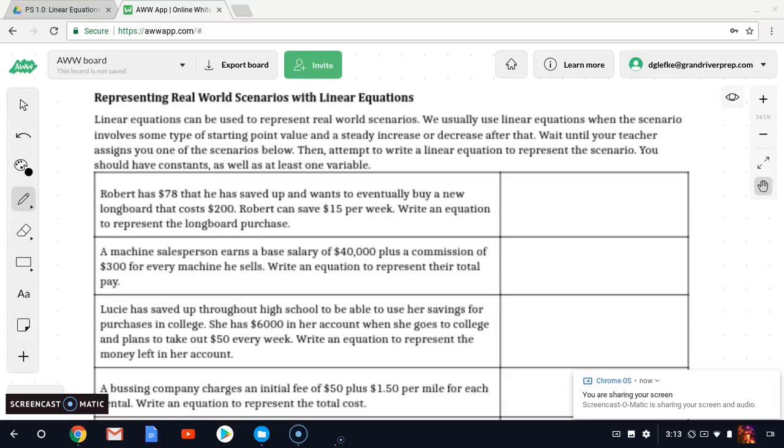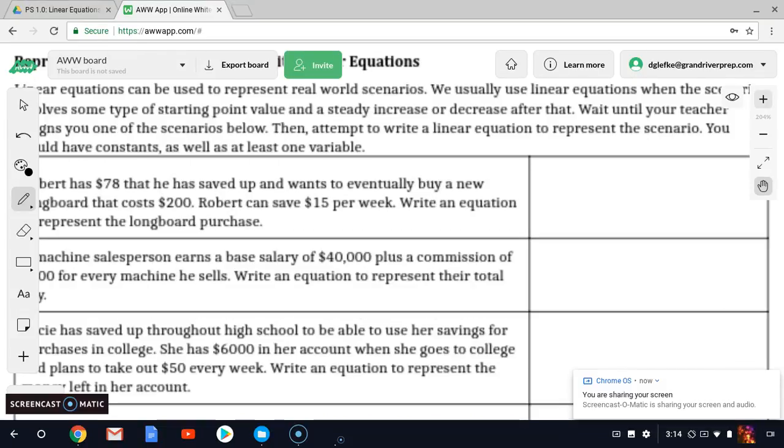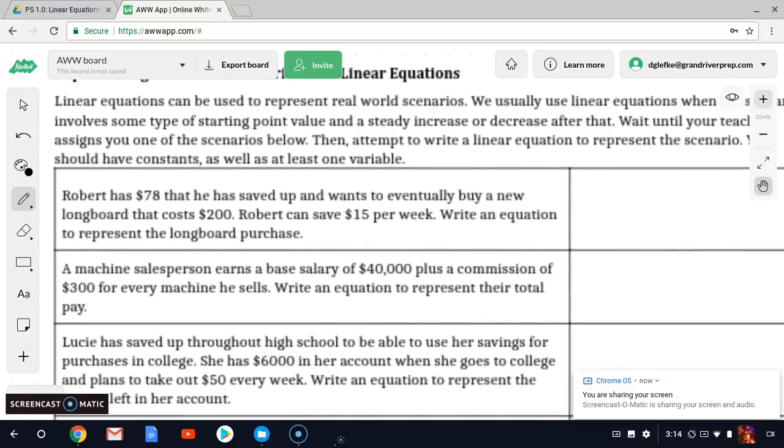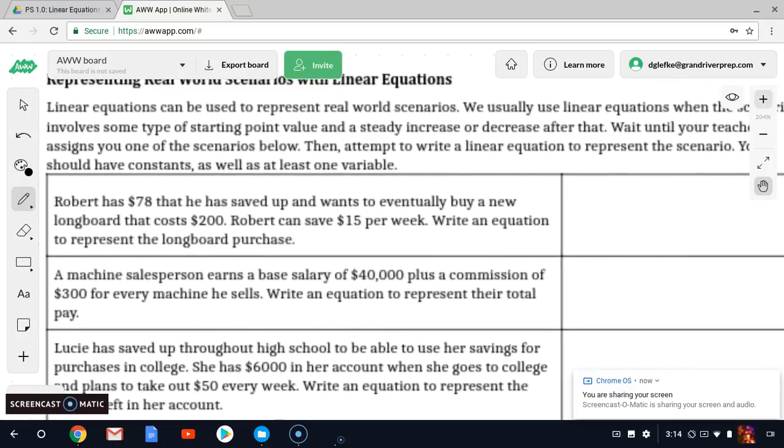All right, so we're going to look at writing literal equations when we are given a scenario. We have this in our note packets. We're going to represent the real world scenario with a linear equation, and we have to identify some clues to figure out how we're going to write that equation. So let's zoom in here, and we're going to start with the first one. We're going to read it through first.